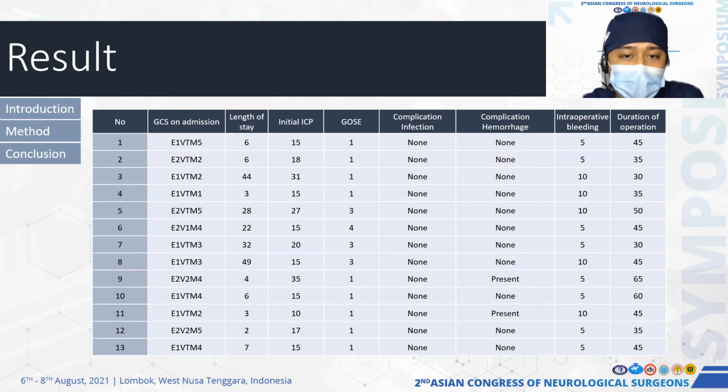Regarding length of stay, a lot of the patients did not manage to survive. Some patients actually survive, and if they survive, they have a really long treatment, as we can see here, with the initial ICP, some with a really high ICP, some with a low to normal ICP, and with complications. There are two complications, hemorrhagic complications, and unfortunately no infection as per this last patient. And this is the intraoperative bleeding, and the duration of operation is as seen in the operative report.